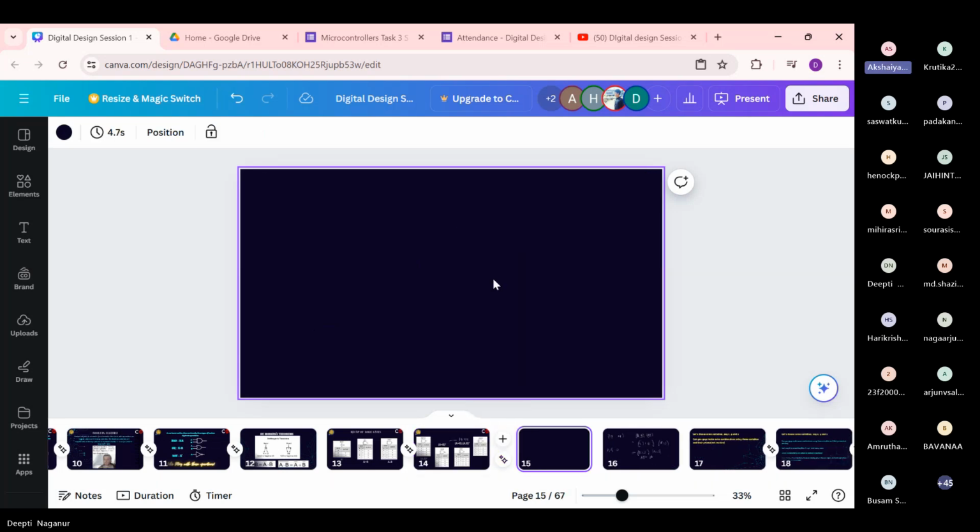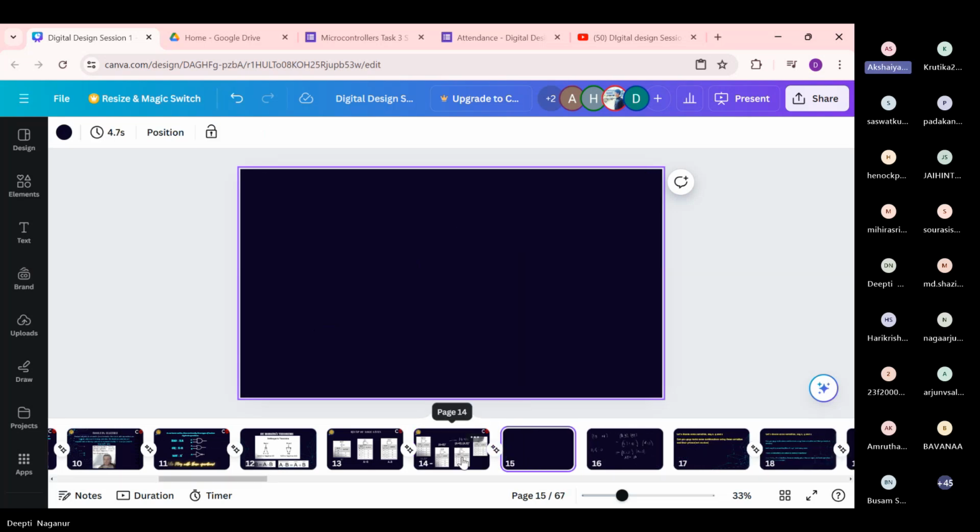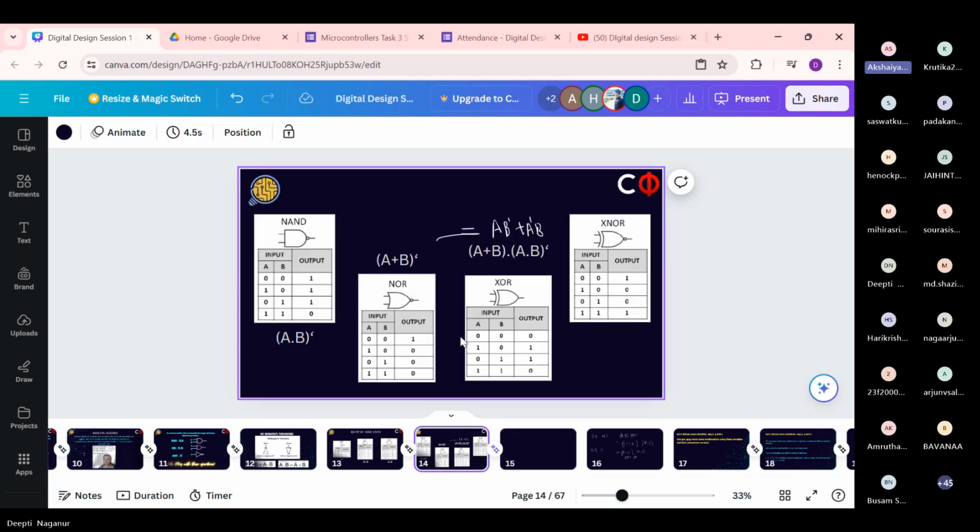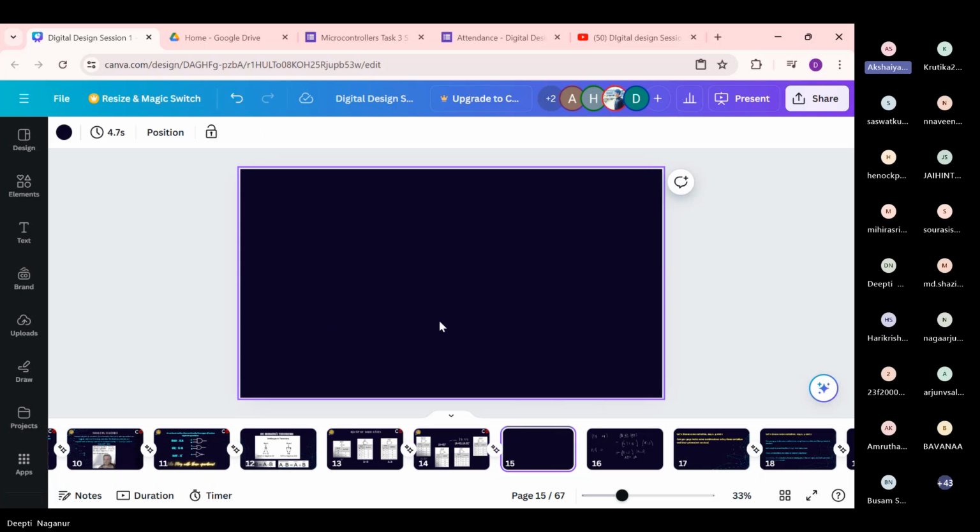Ma'am, how many tables do we need for K-maps of 6 variables? For 6 variables, you'll have 2 power 6 terms which are possible. Accordingly, you would have to draw a table which is not feasible, right? So we don't use K-maps for 6 variables. It is theoretically possible. That's it.